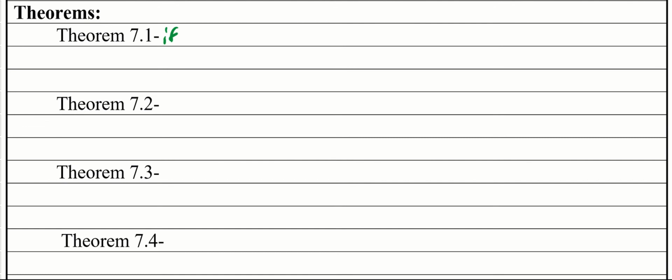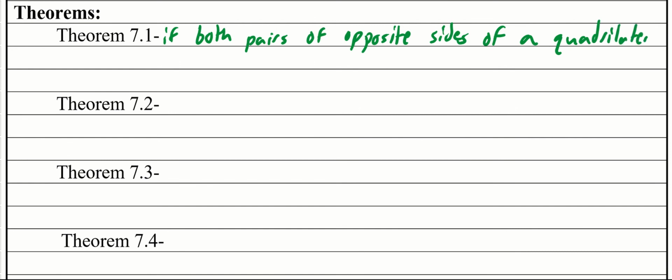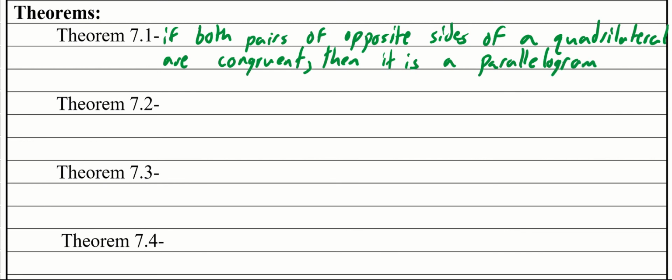If both pairs of opposite sides of a quadrilateral, I should say, because that's going to be our end goal, are congruent, then I'm going to have the same conclusion for all of these: then it is a parallelogram. So we're looking at a shape. If we just see that both pairs of opposite sides are congruent, then I can say it's a parallelogram.